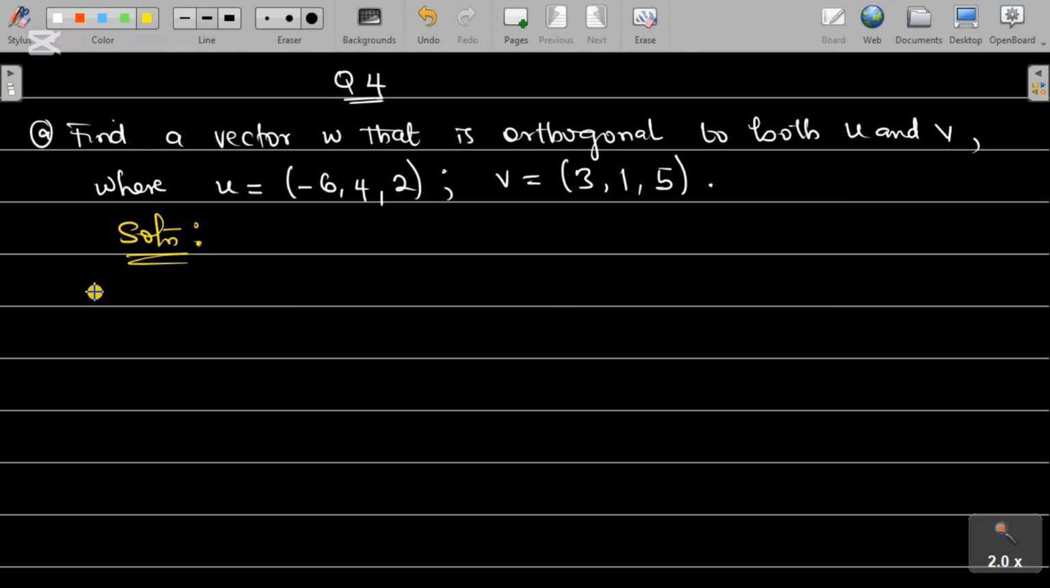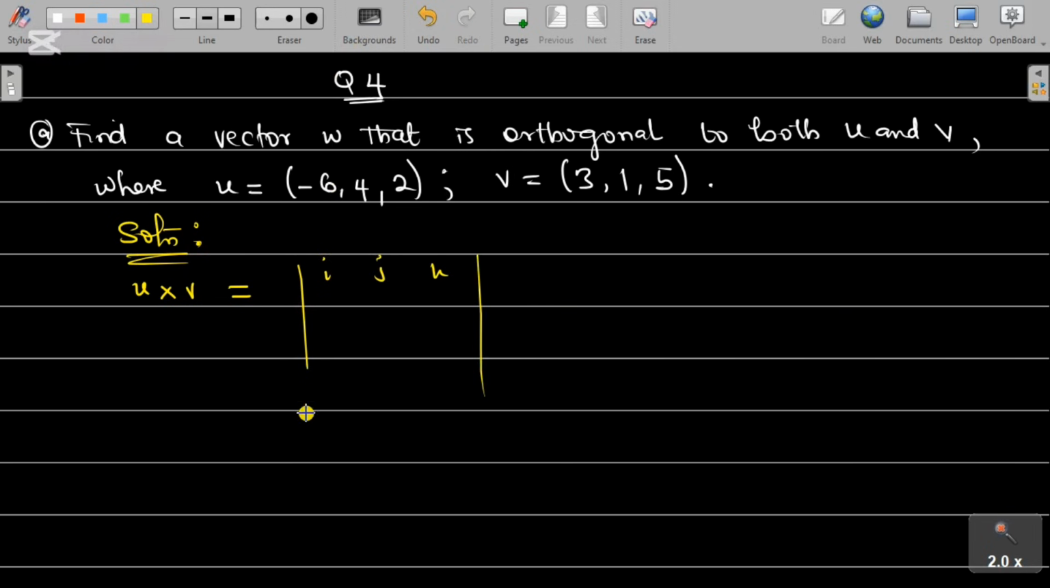The first one here, which is A, says find a vector W that is orthogonal to both U and V, where U is -6, 4, 2 and V is 3, 1, 5. Of course there is a hint here which makes it very simple, but even without the hint, I've taught you that the cross product of any two vectors is the vector that will be orthogonal to the two. So all the question is actually asking you to get is the cross product of the two vectors, and that we are able to do.